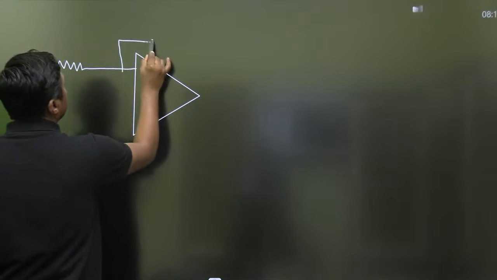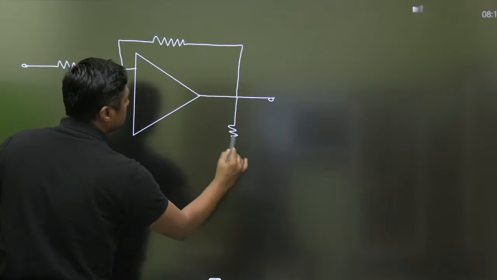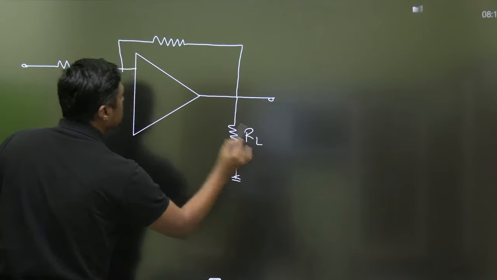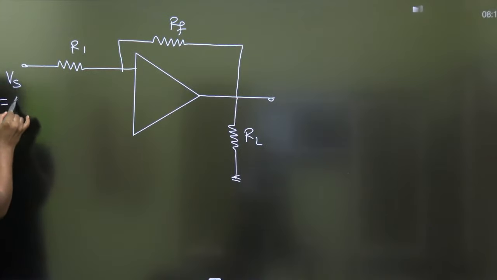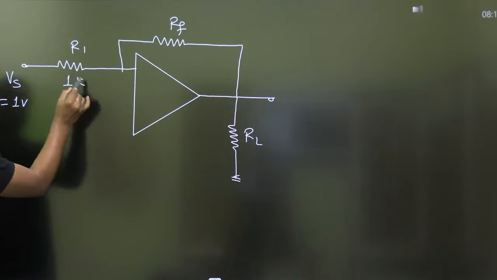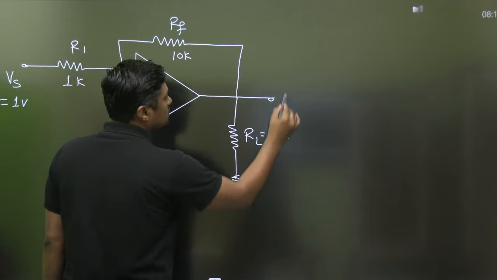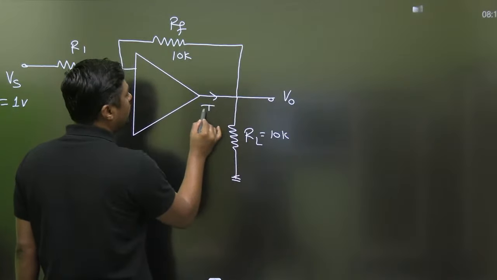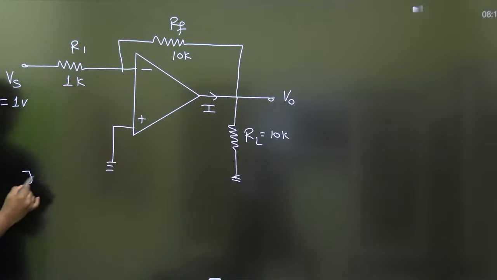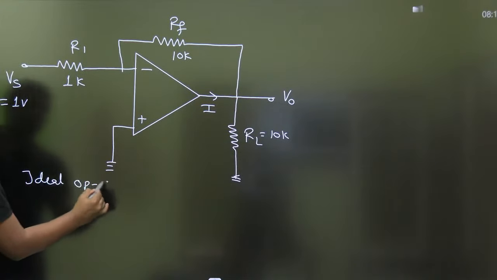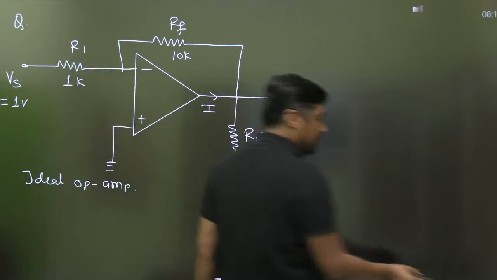This was the question. This Vs is equal to 1 volt. This is 1 kilo ohm. This is 10 kilo ohm. And this is 10 kilo ohm. This was the V0. What is the value of I, everyone? Ideal operational amplifier. What is the value of I?